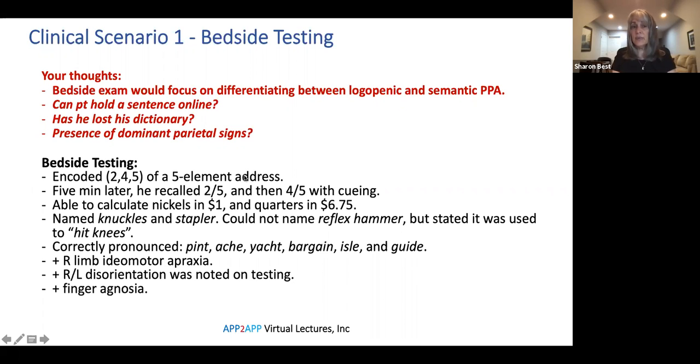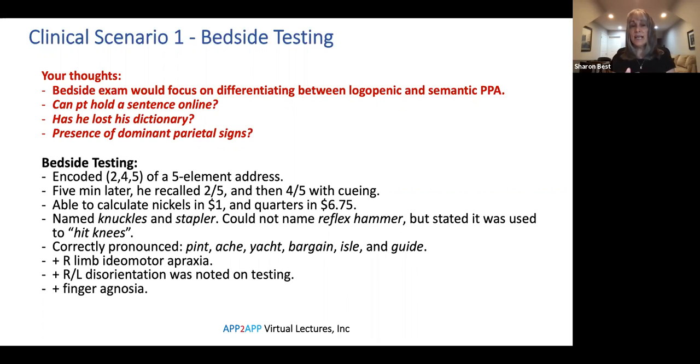So there is a problem with sentence repetition. He was able to calculate fine. He was able to name knuckles and stapler. He couldn't name a reflex hammer when we showed it to him, but when we asked what it was used for, he stated hit knees. So he correctly pronounced pint, yacht, egg, yacht, bargain, aisle, and guide.